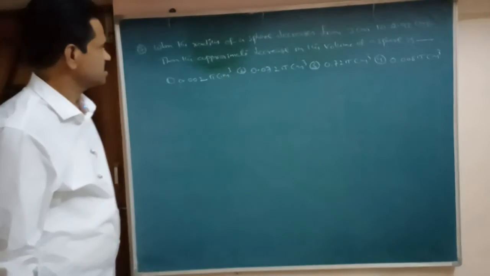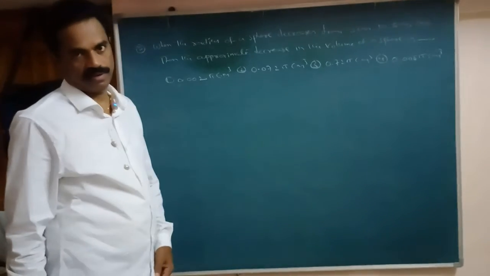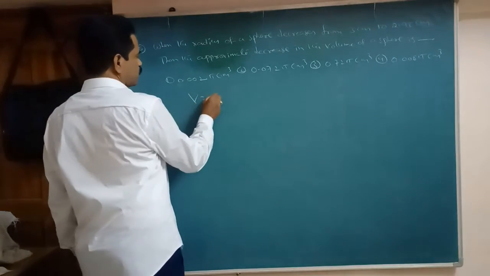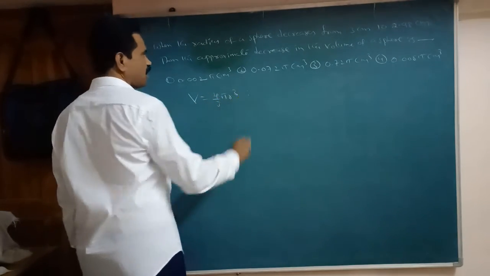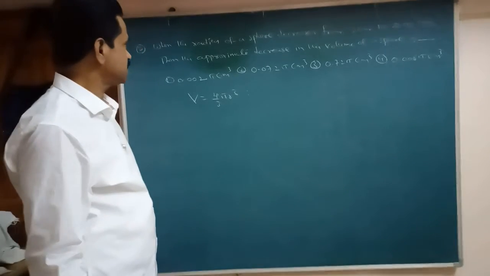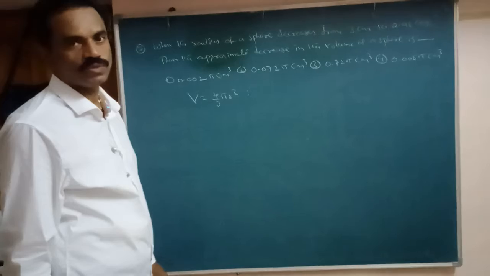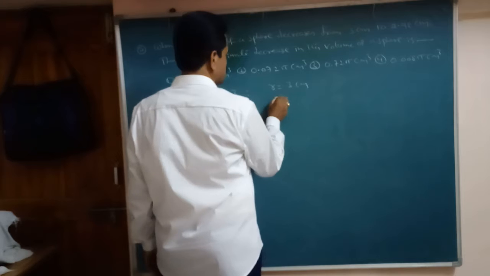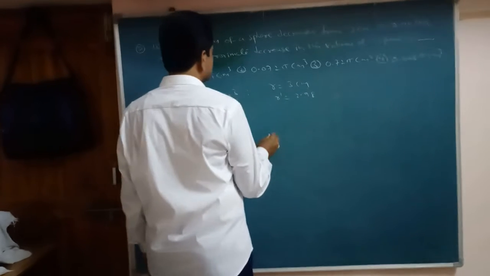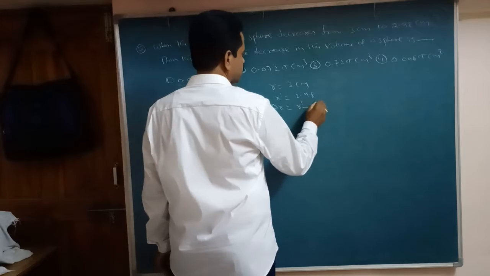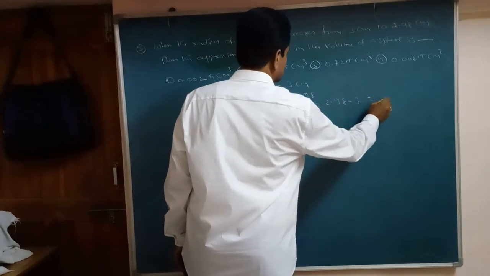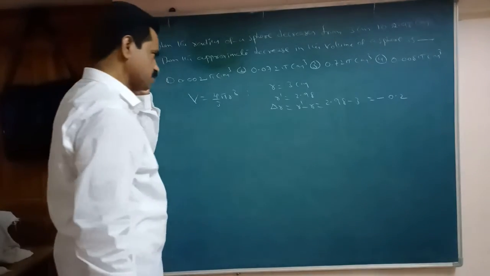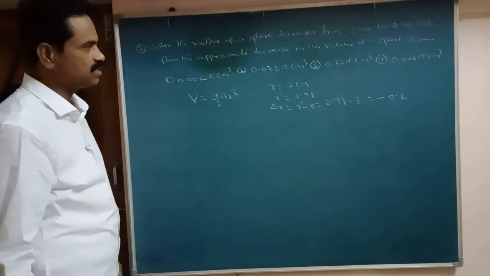So first decide the function here, sphere. Now, the volume of a sphere is what here? V equal to 4 by 3 pi r cube. After that, the radius decreases from 3 centimeters to 2.98 centimeters. Suppose r equal to 3 centimeters, then r dash equal to 2.98 centimeters, then delta r equal to r dash minus r, 2.98 minus 3 centimeters. How much here? Minus 0.02 centimeters.